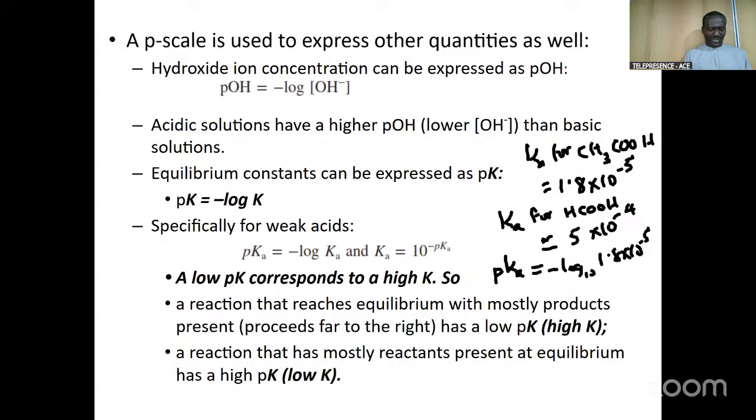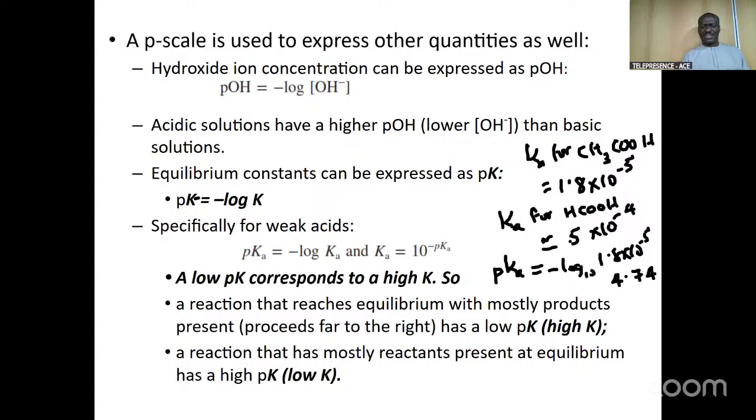So we have log to base 10 of 1.8 exponential minus 5, and that gives me 4.74. I want you to be following what I'm doing.